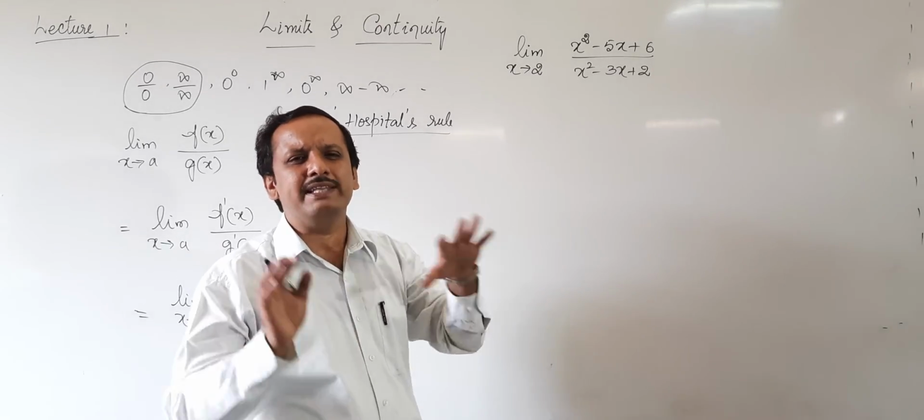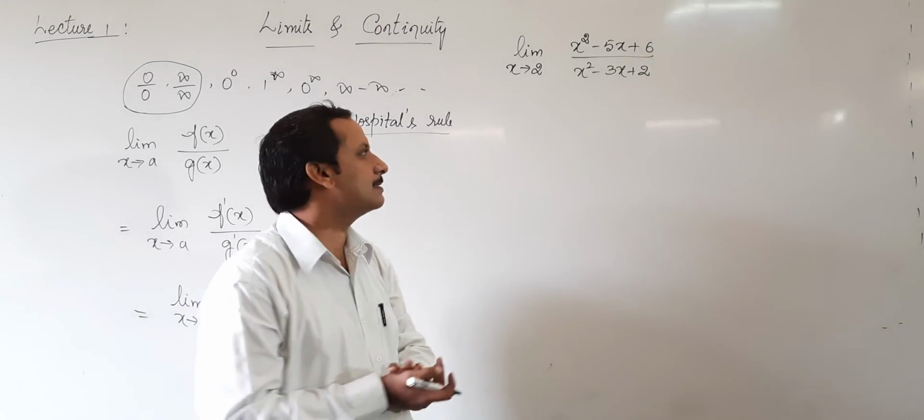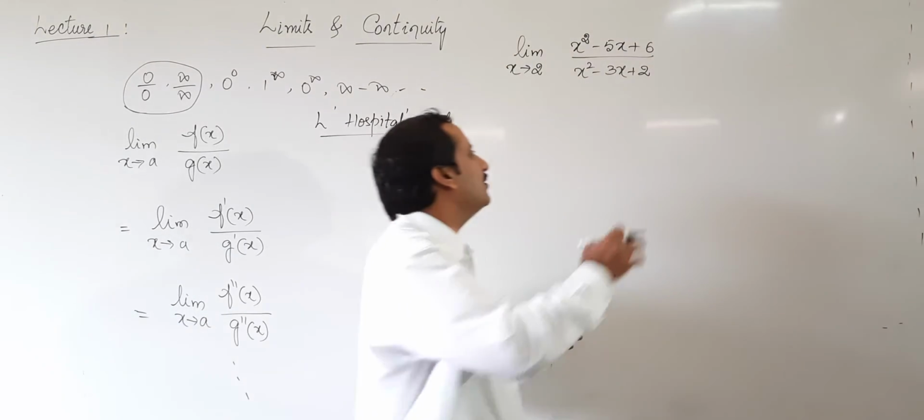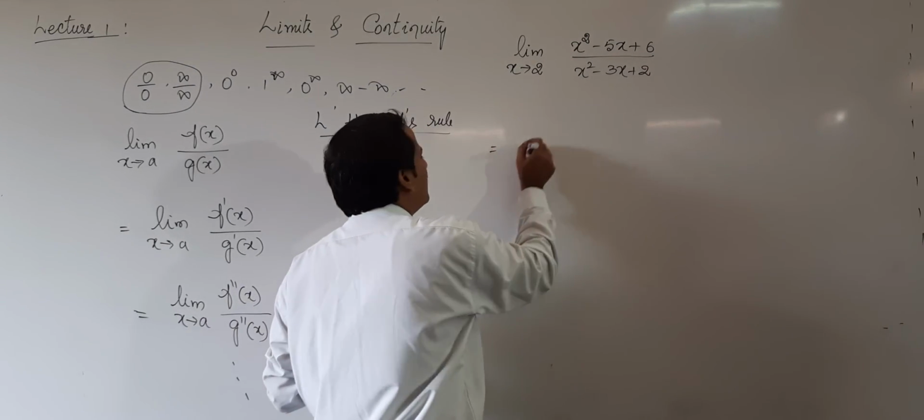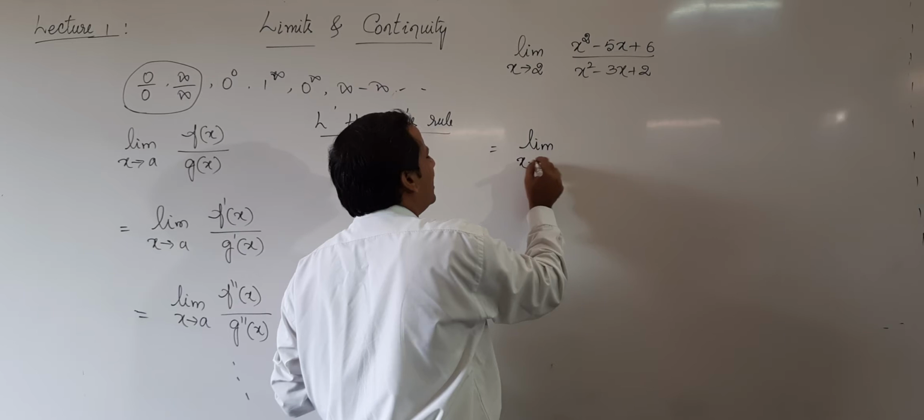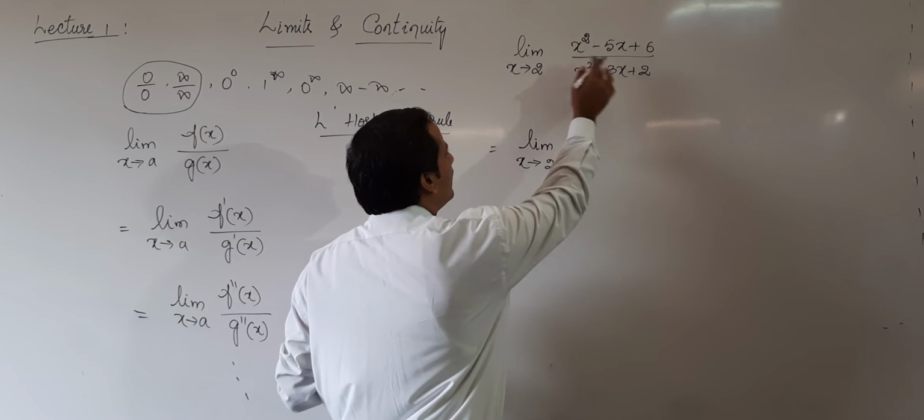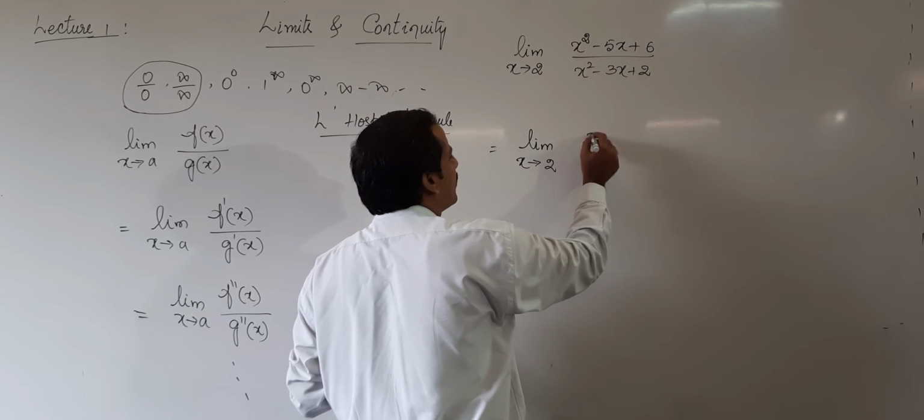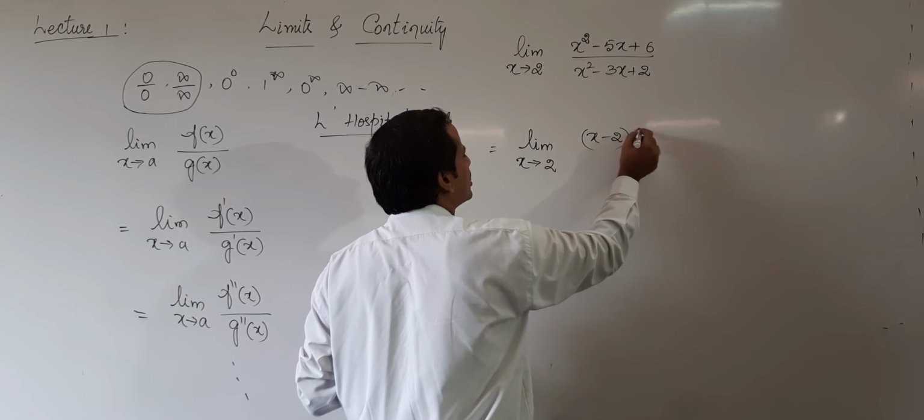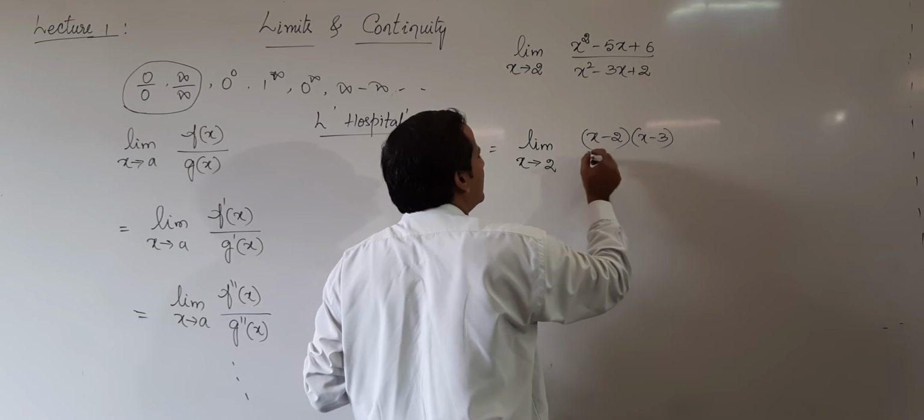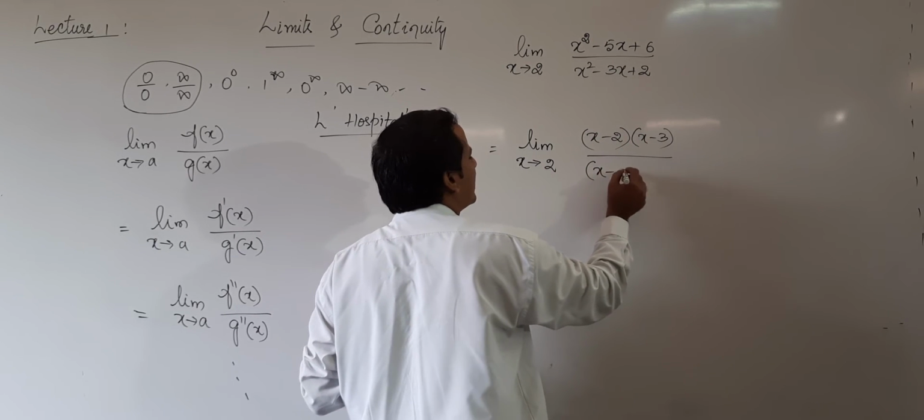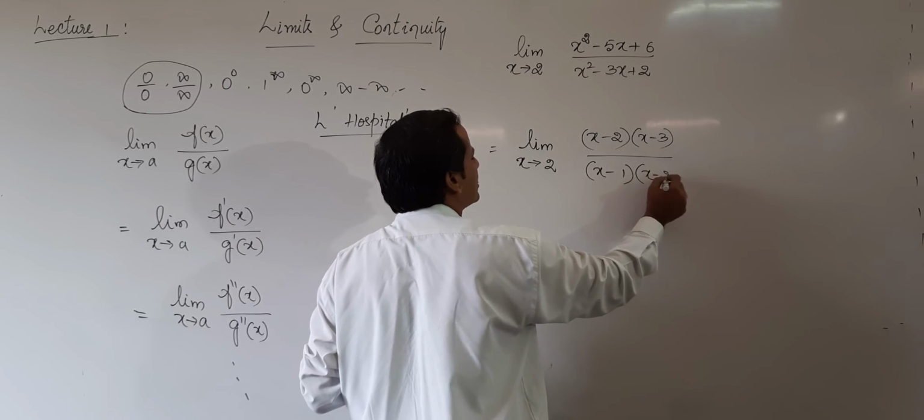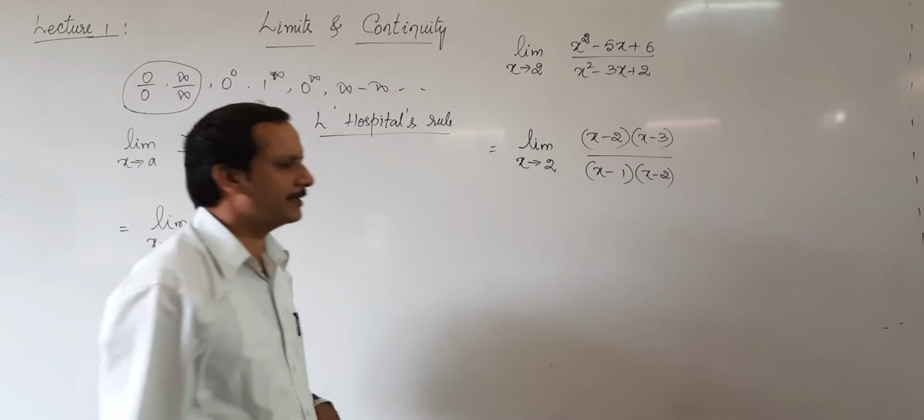First I will solve this by the actual method, then I will go for L'Hospital's. So in the actual method, what we will do, we will factorize it, right? So we will write it as limit x tends to 2. We will factorize this. On factorization, it will give you (x minus 2)(x minus 3) divided by (x minus 1)(x minus 2). On factorization, this is what we get, right?